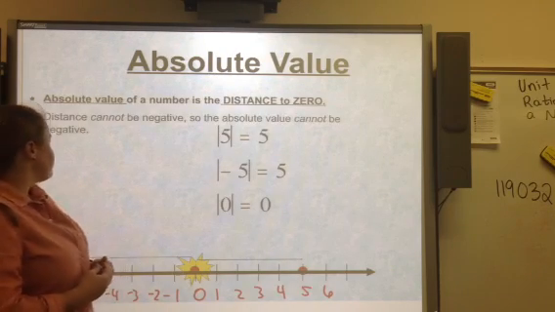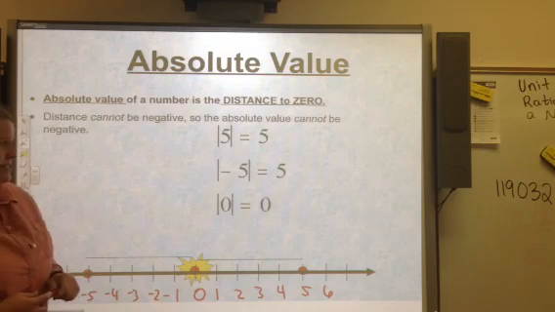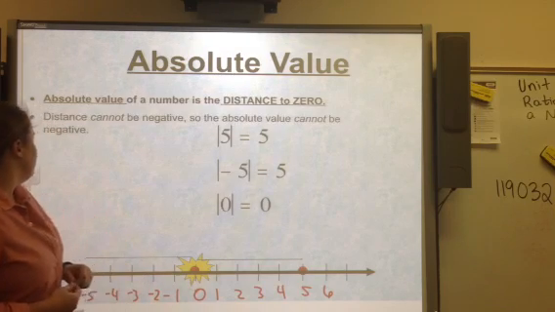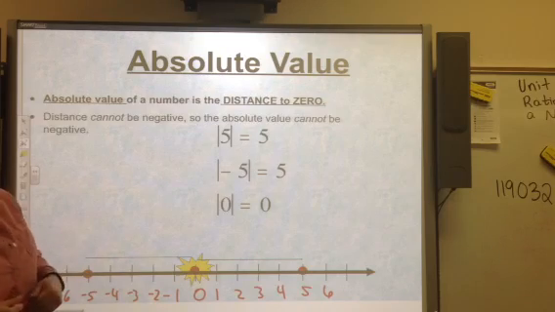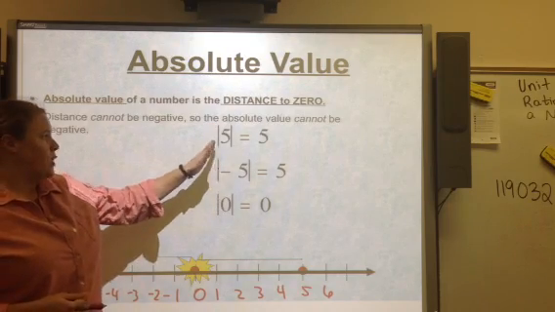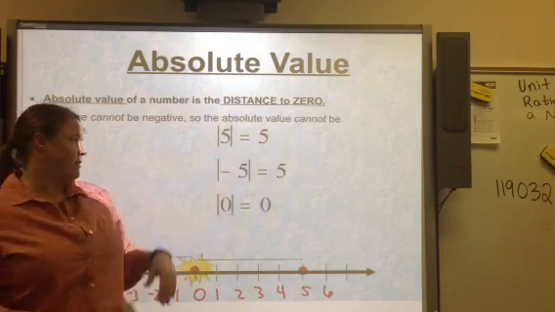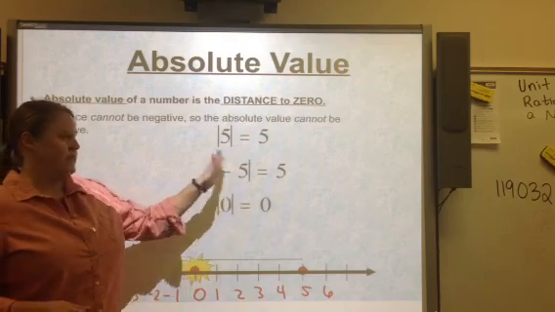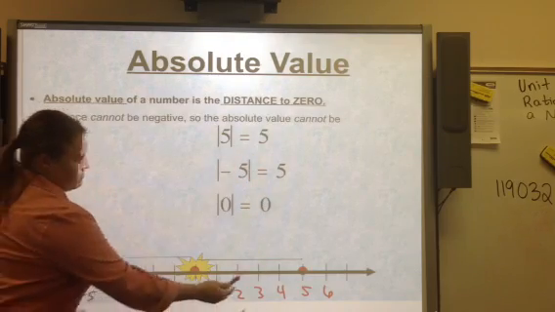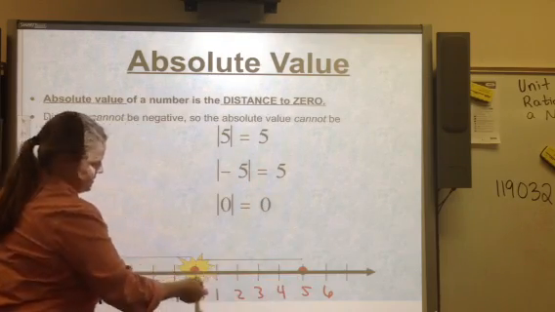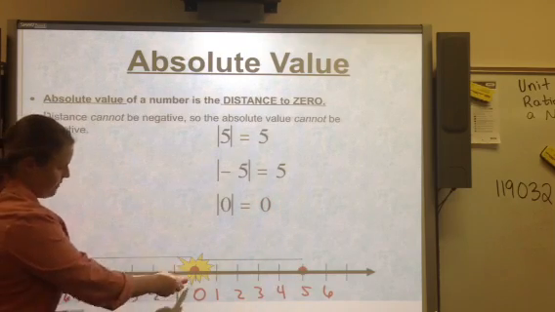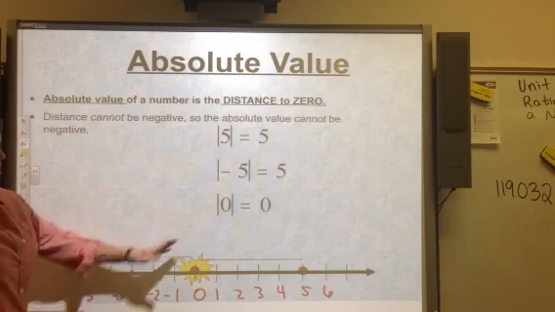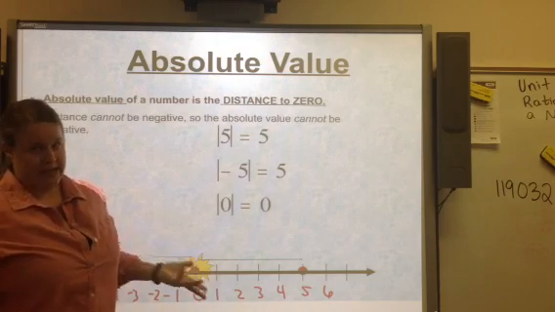Absolute value. The absolute value of a number is the distance to 0. Distance cannot be negative, so the absolute value cannot be negative. So the absolute value of 5 is going to be 5. The absolute value of negative 5 is still 5 because you're moving 5 spaces to 0, both on the positive side and 5 spaces to 0 on the negative side. The absolute value of 0 is 0.